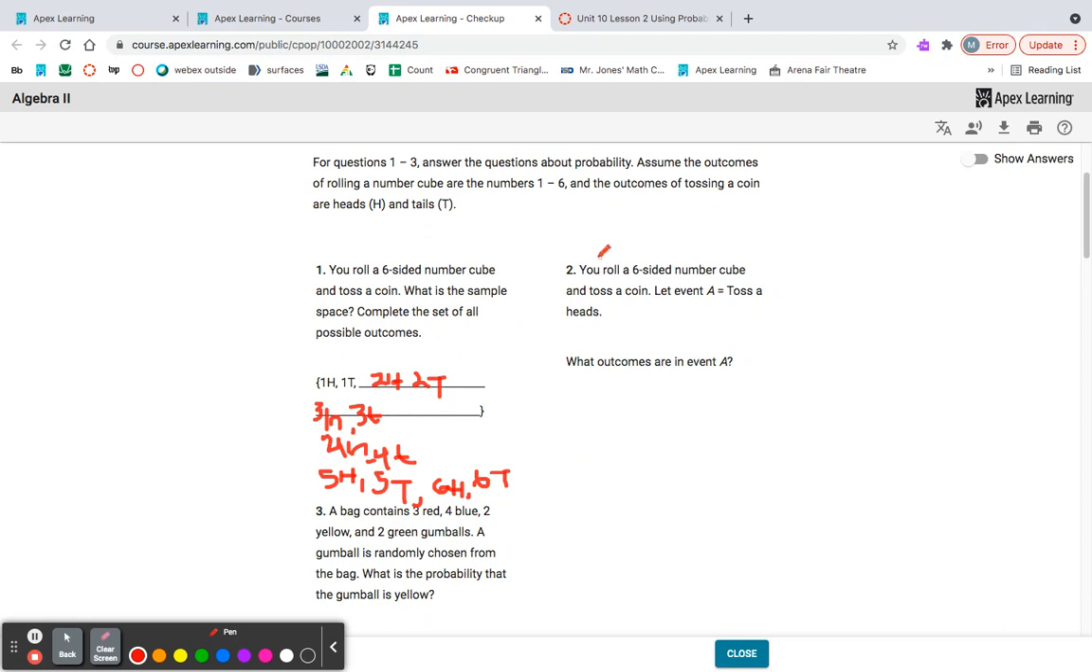Okay, so that's the sample space. That's everything that can happen. You roll a six-sided number cube and toss a coin. Same deal. Let the event A mean you tossed heads. What outcomes are in event A? Well, if you tossed heads, that would be the 1 in heads, 2 in heads, right? 3 in heads, 4 in heads, 5 in heads. You could roll 1, 2, 3, 4, 5, 6. Heads, heads, heads, heads. You're rolling all the heads, okay? Those are the outcomes in event A.